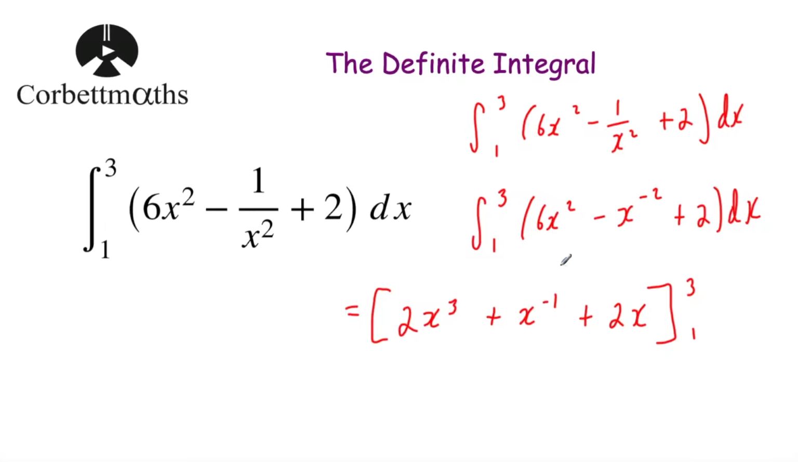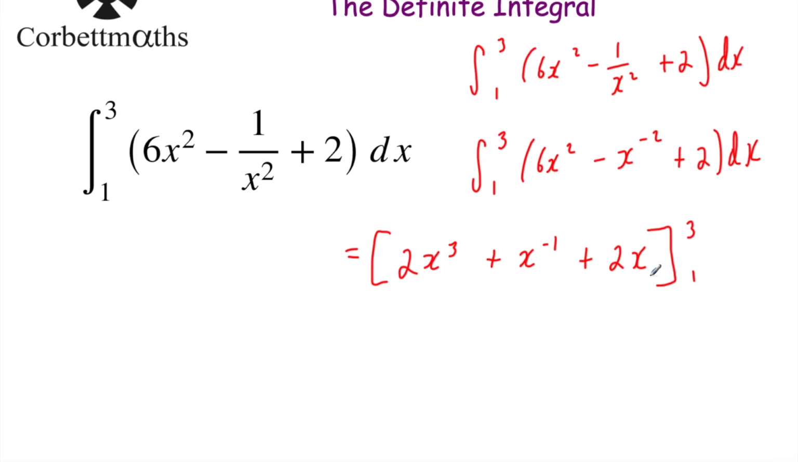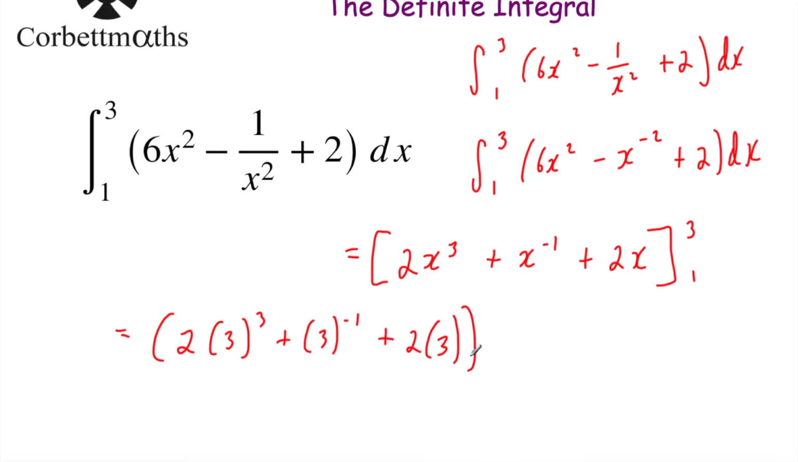Okay, now at this point, you could just type this into your calculator and see what you get. I'm actually going to show you what you could do here in two different approaches. So one approach is you could just type this into your calculator, and you could do 2 times 3 cubed, just substituting 3 to begin with, plus 3 to the power of negative 1 plus 2 times 3, close brackets, and then we're going to substitute in 1 as well to get 2 times 1 cubed plus 1 to the power of negative 1 plus 2 times 1.